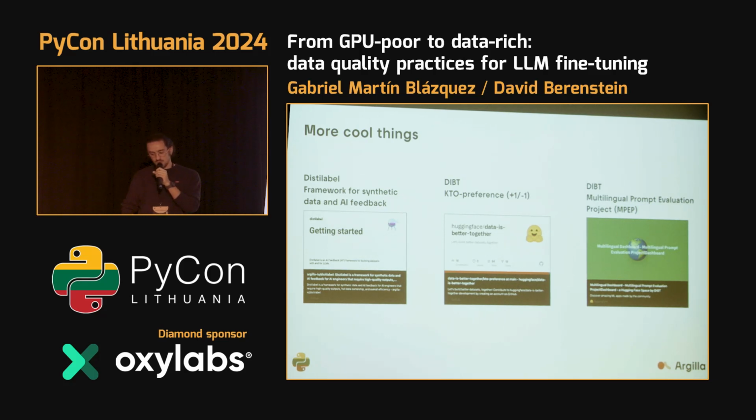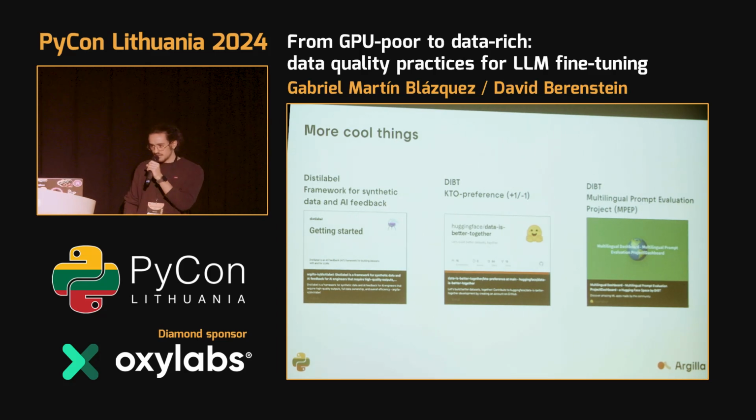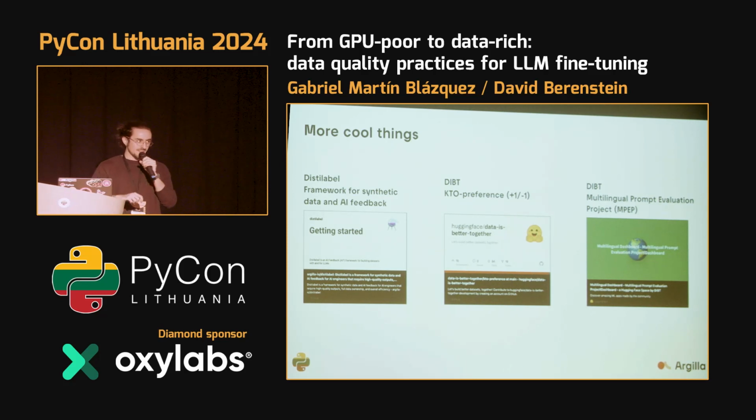And finally, we have this very interesting project called the Multilingual Prompt Evaluation Project, in which we want to translate 500 prompts to other languages and then use these translated prompts to evaluate LLMs using the AlpacaEval benchmark. And I think that for Lithuanian, we haven't started yet, but if you want, we offer you all the resources, all the code that you need to set up the annotation UI.